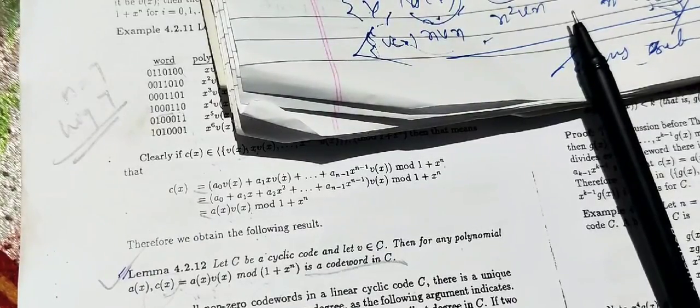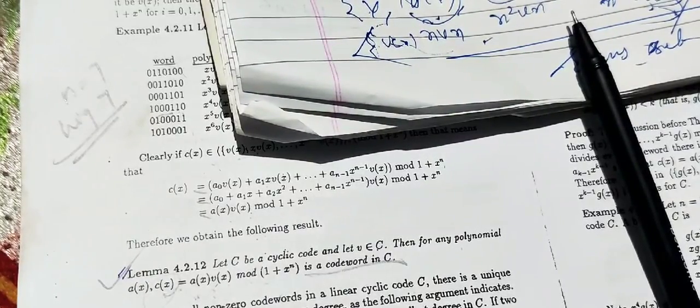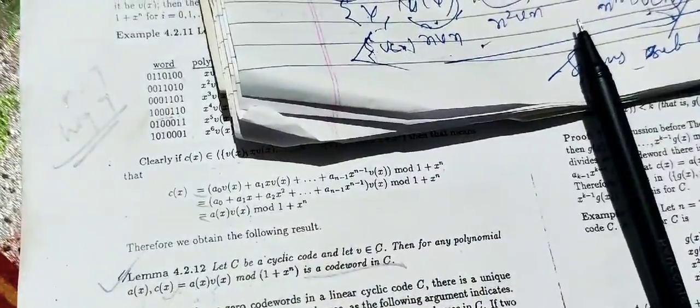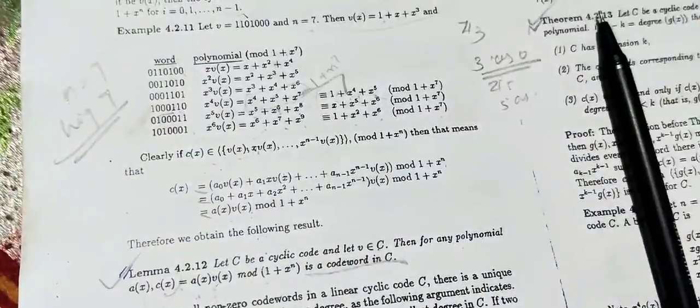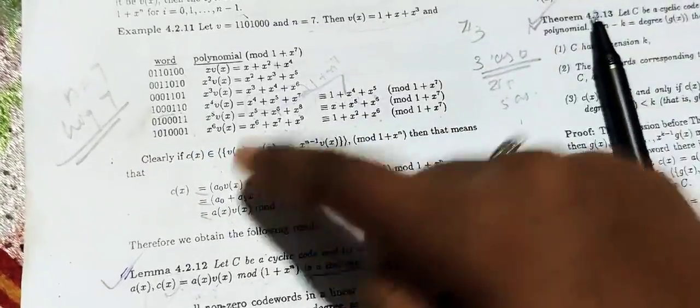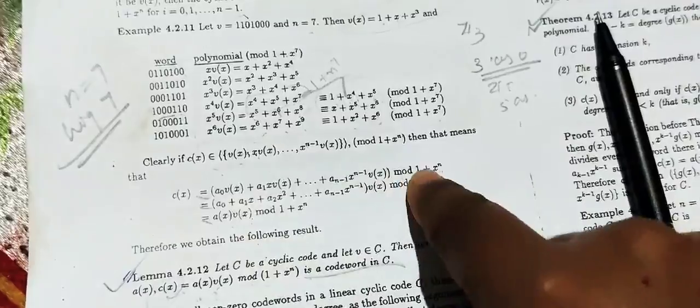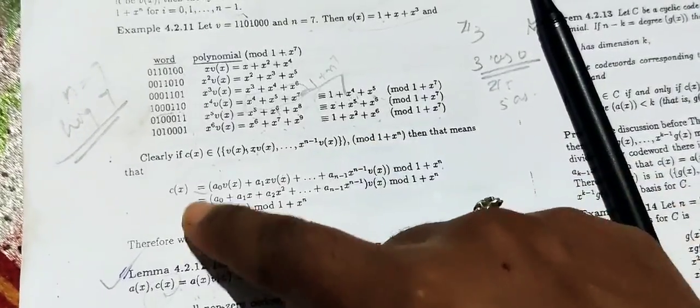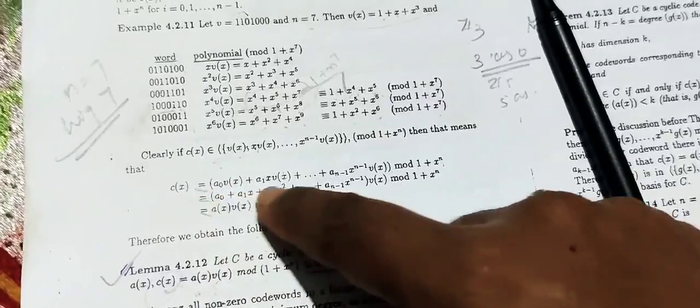So similarly, pi of v is the same as x v of x, and pi square of v is the same as x square v of x. Therefore, the span of this set is equal to C. So C of x is a polynomial which belongs to this set. That means C of x is a linear combination of these elements, taken mod 1 plus x raised to n. So C of x is equal to a naught v of x plus etc.